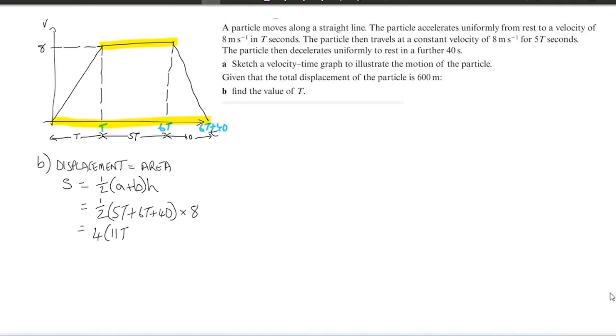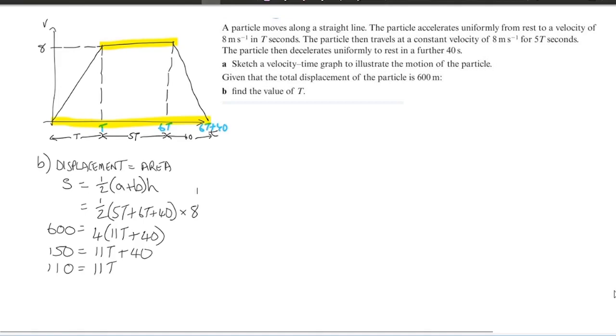Okay, just going to do some simplifying. Half times 8, so the things outside of the bracket give me 4. And simplifying within the bracket gives me 11t plus 40. Okay, let's actually substitute the displacement. The question told me that the total displacement was 600. I'm going to carry on doing some rearranging from here. Let's divide both sides by 4. That gives me 150 is 11t plus 40. I think I can do this whole question without a calculator. Subtract the 40, divide by 11, t equals 10. So the unknown value of t in this case is 10.